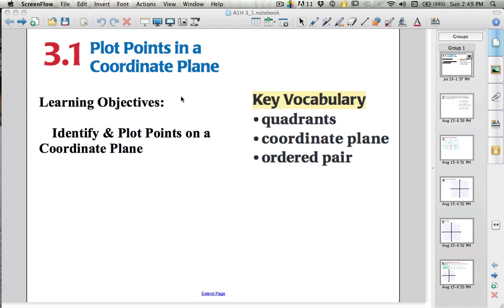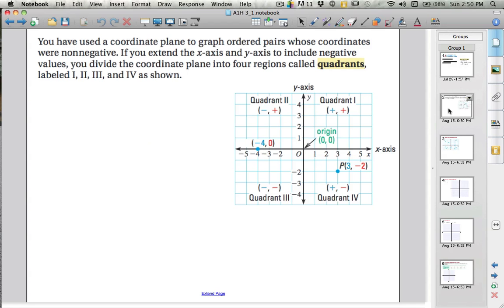In section 3.1, our learning objectives are to identify and plot points on a coordinate plane. Our key vocabulary for this section will be quadrants, the coordinate plane, and an ordered pair. So as we start thinking about this, this item, which is a flat grid with a horizontal axis, the x-axis, and a vertical axis, the y-axis, is called the coordinate plane.